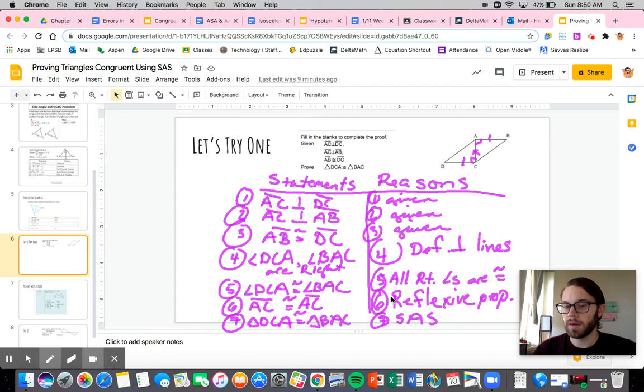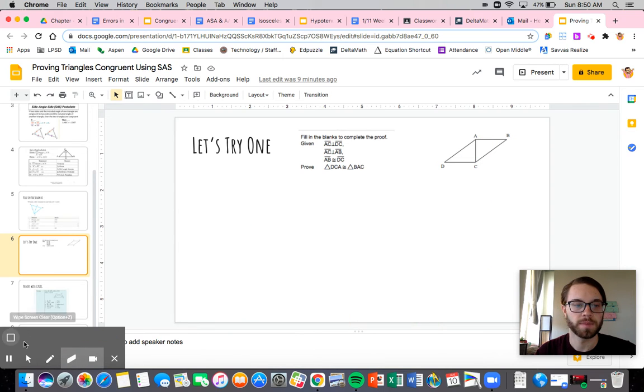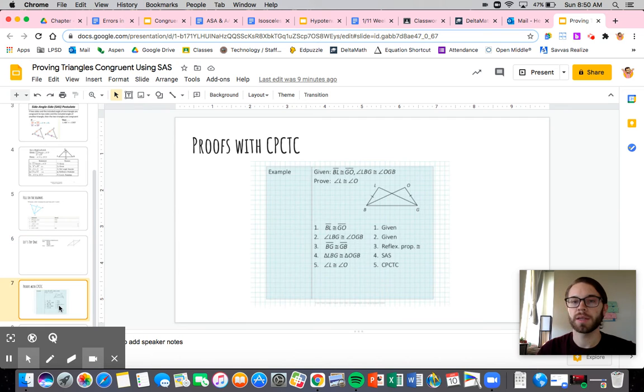But ultimately, you're going to see a lot of reflexive, a lot of perpendicular lines, right angles. Vertical angles are another thing that comes up a lot. Angle bisectors, stuff like that. All right, last thing to do.